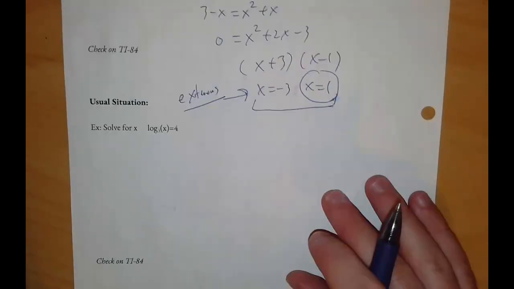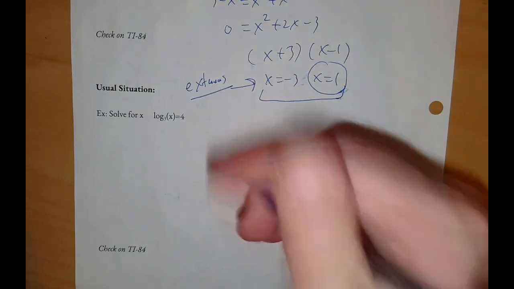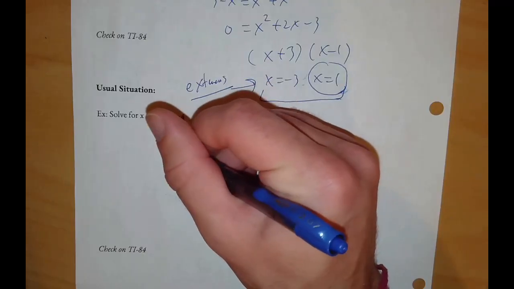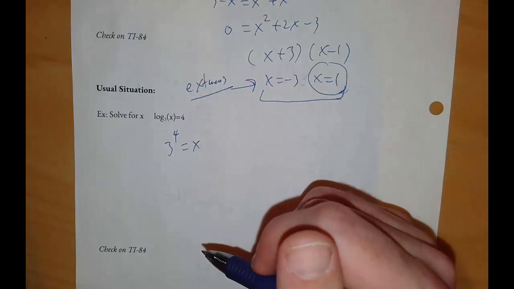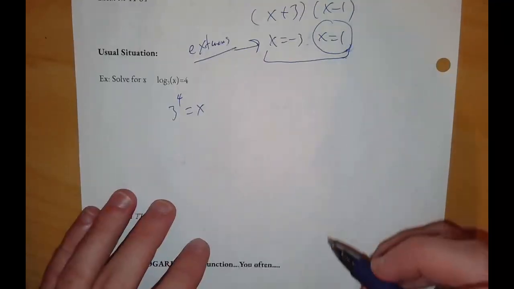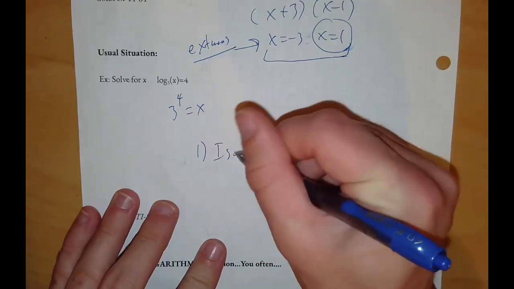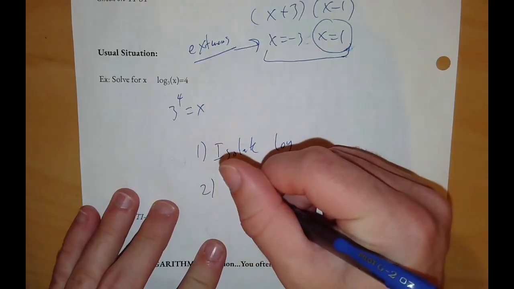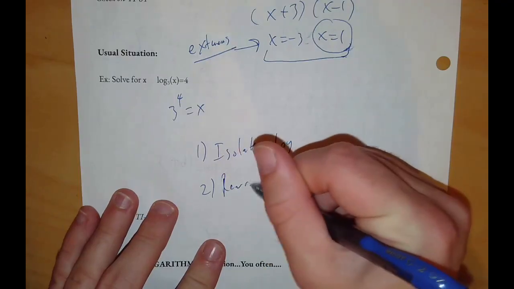Okay, all right, here's another way we can solve. When logs are isolated, we can rewrite them as an exponential. It's that easy: 3 to the 4th equals x. You'll see these in your homework, and the steps are really straightforward. One is isolate the log, and two is rewrite as exponential.